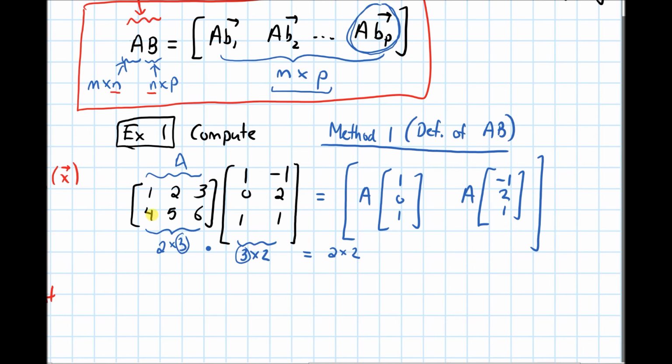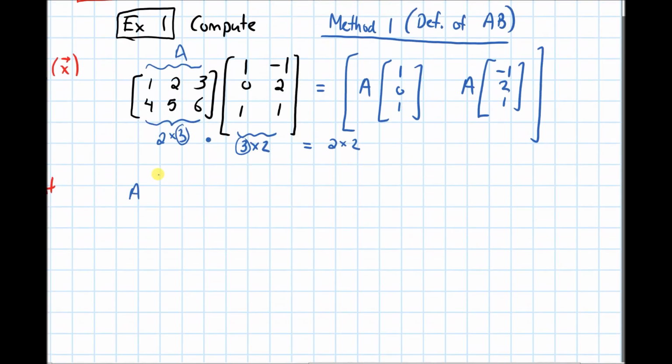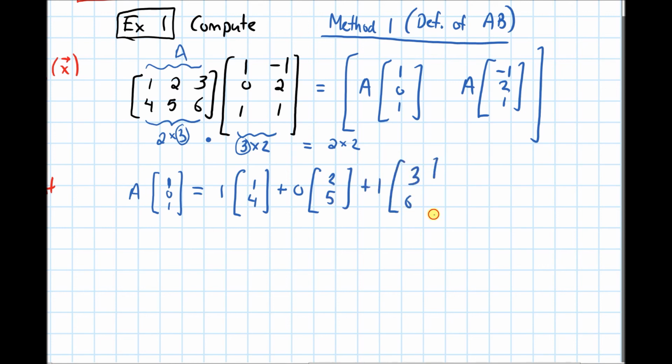Now we have to compute what A times 1, 0, 1 is. So multiplying a matrix times a vector, we now know 2 ways of doing this. One of the ways is to form a linear combination of the columns of A. The first entry here is a 1, so I'd get 1 times the first column of A, which is 1, 4. And then the next entry in the vector is 0, so I'd get 0 times the next column of A, 2, 5. And finally plus 1 times the third column of A, which is 3, 6.